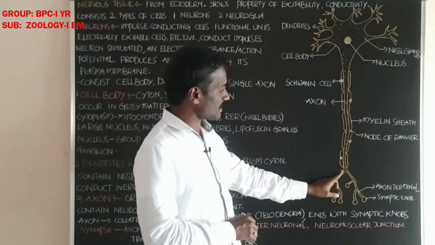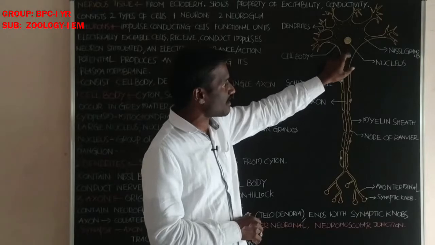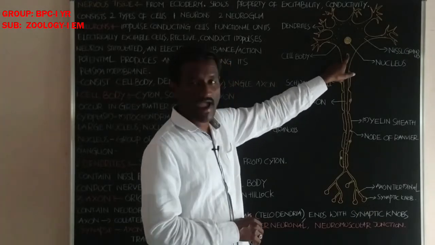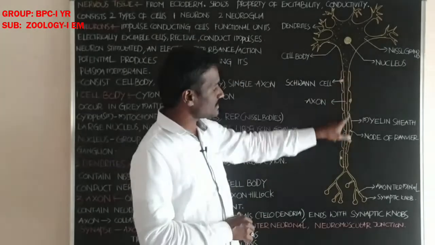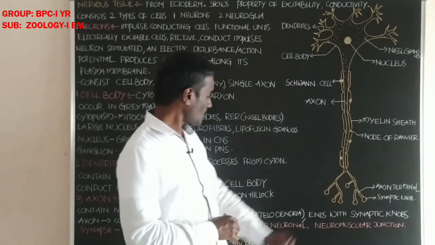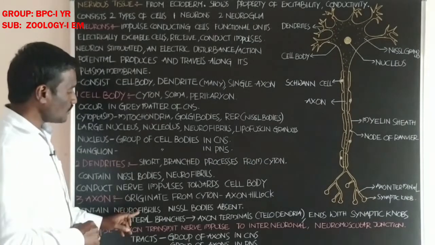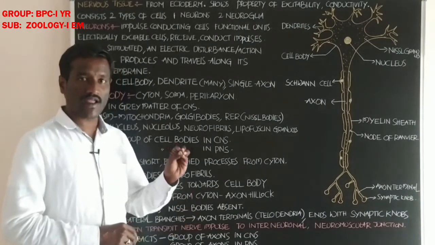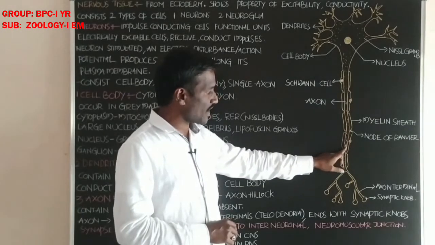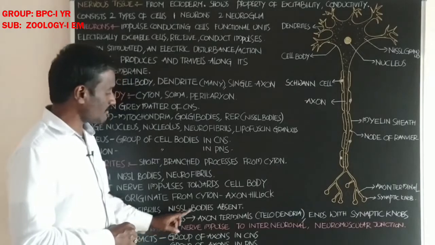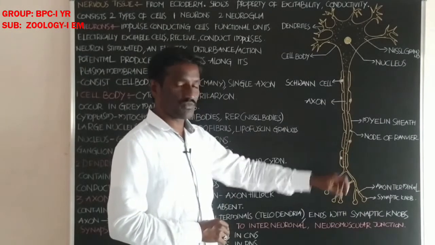Student, it is the axon. It is generated from the region of the cyton, that is, the region called the axon hillock. It is a long cylindrical structure which consists of neurofibrils, and at the same time Nissl bodies are absent in the cytoplasm of the axon.